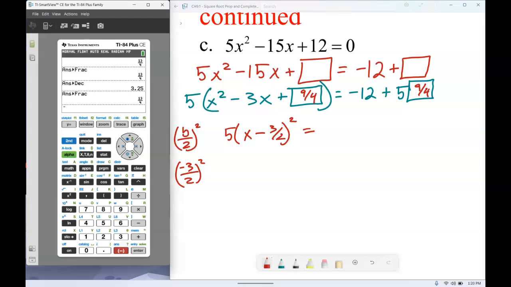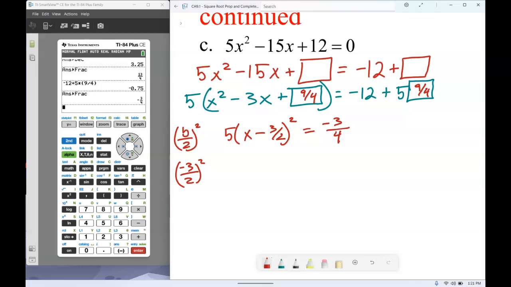And then again, just use your calculator. -12 plus 5 times 9/4. Wait, why is it 3 over 2? When we factor it, what's the square root of 9 over 4? Yeah. And think about it, right? We squared -3 over 2 to get this, and then we square root it. That's just going back to where we were. And on the right, we get -3/4. Again, keep it as a fraction.